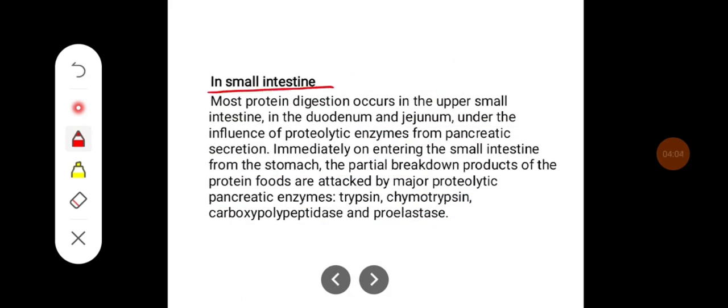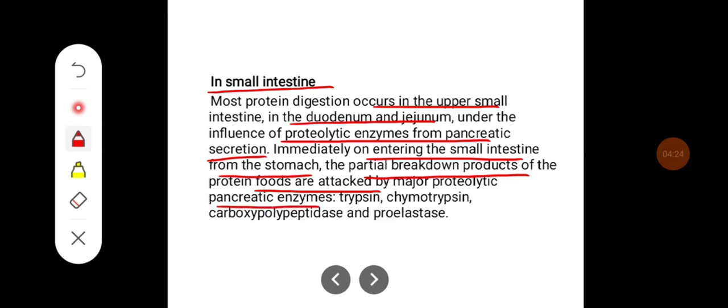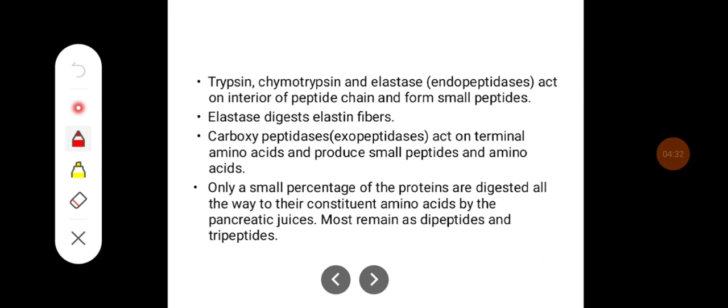In small intestine, the protein digestion occurs mainly in the upper small intestine, that is in the duodenum and jejunum, under the influence of proteolytic enzymes from pancreatic secretion. Immediately on entering the small intestine from stomach, the partial breakdown products of the protein foods are attacked by major proteolytic pancreatic enzymes like trypsin, chymotrypsin, carboxypeptidase, and proelastase.